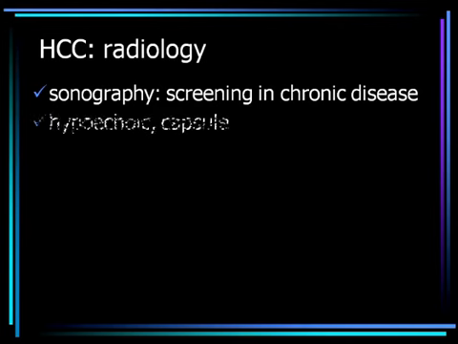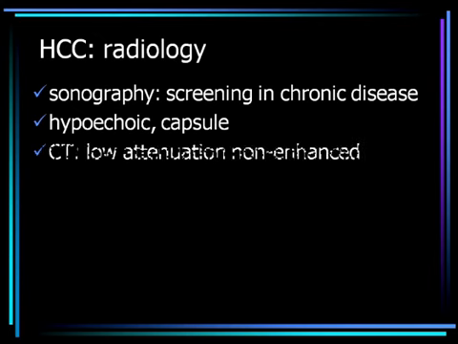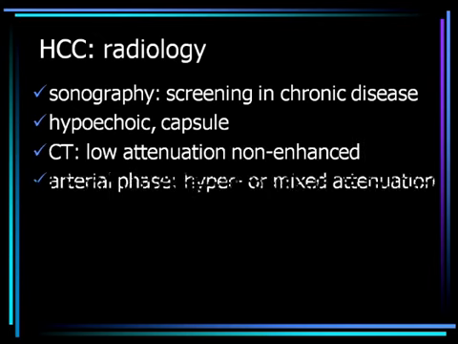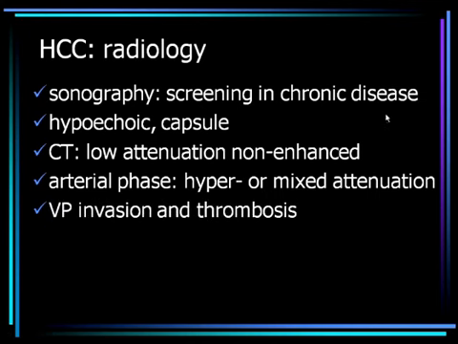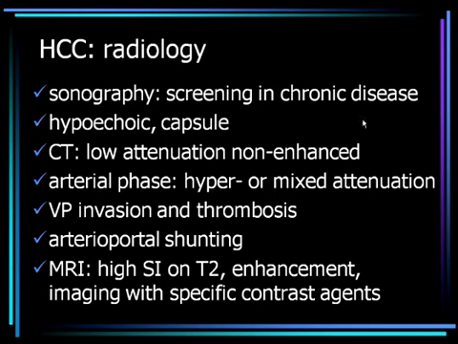It is our job to find the lesion, and the lesion in sonography is of low homogeneity. On CT, we have low attenuation. We don't have a lot of homogeneity in the lesion. So therefore, in the arterial phase, and you have to do arterial phase, if you look for HCC, we have hypervascularity and mixed attenuation. Like I said, in pathology, we have thrombosis of the vena porta, and we have arterioportal shuntings.